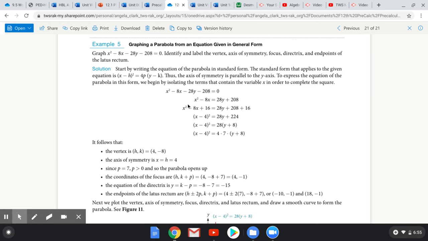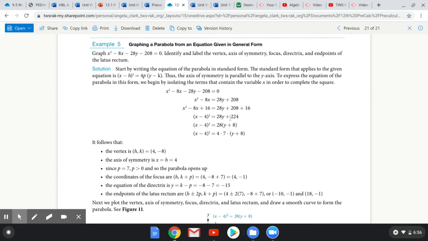Then you're going to get your perfect square trinomial. So you're going to divide negative 8 by 2 to get negative 4. Negative 4 squared is 16. Adding 16 to both sides. So that simplifies here, and then we have x minus 4 squared on this side.